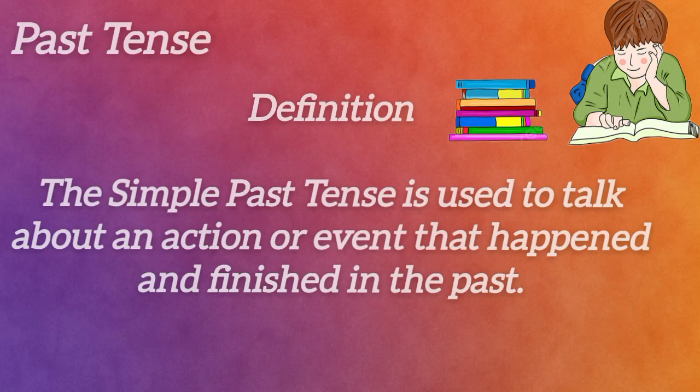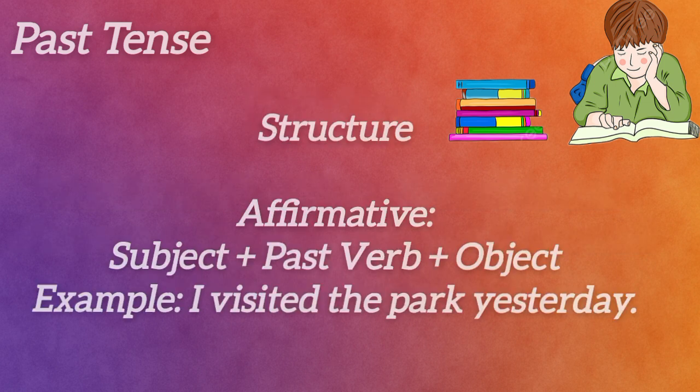Simple past tense. Definition. The simple past tense is used to talk about an action or event that happened and finished in the past. Structure. Affirmative: subject plus past verb plus object. Example: I visited the park yesterday.